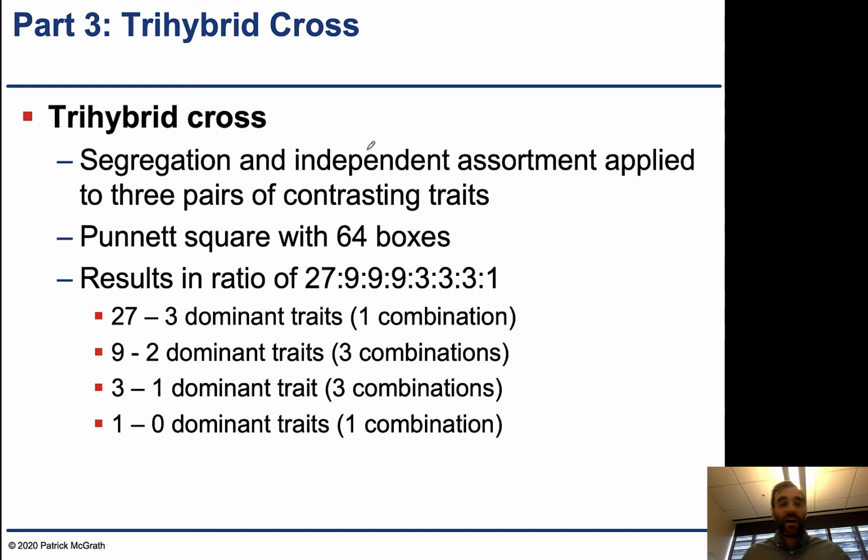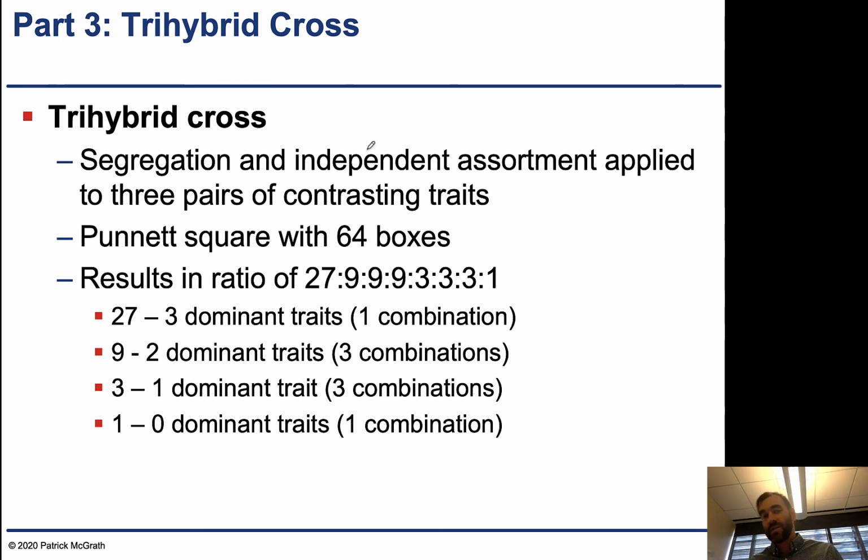You can also move on and do something like a trihybrid cross. And so you've simply added another trait. We've added another character to that. And so now the parents are different not only at 2 different characters, but actually a 3rd character as well. And so if we do this cross, we would cross the parents together.